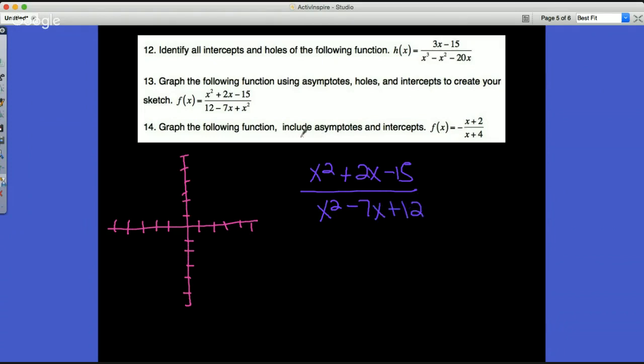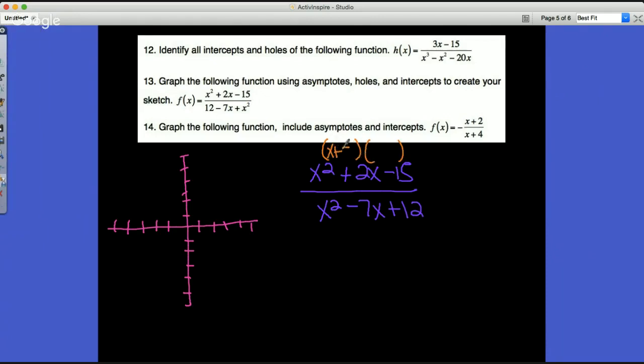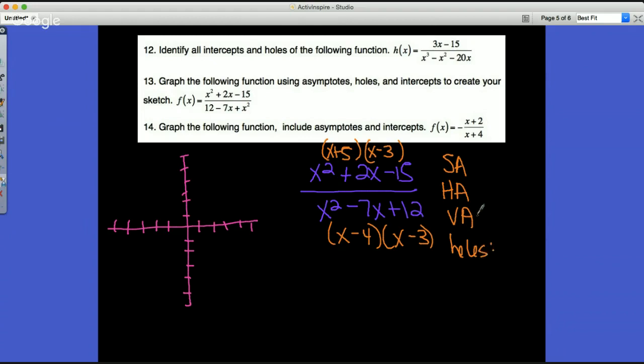Okay. So on the top, as I factor, I notice that I have x plus 5 and x minus 3. On the bottom, when I factor, I'll have x minus 4 times x minus 3. Now, after I do that, we have the slant, horizontal, VA. I always put all of these down. Holes, x, y intercepts. All right, I have all of these.